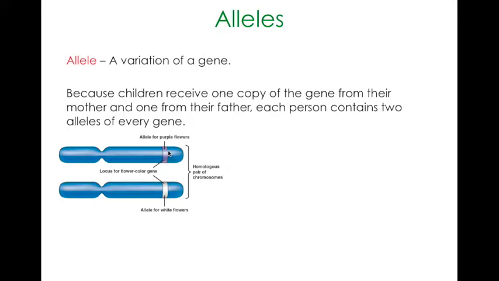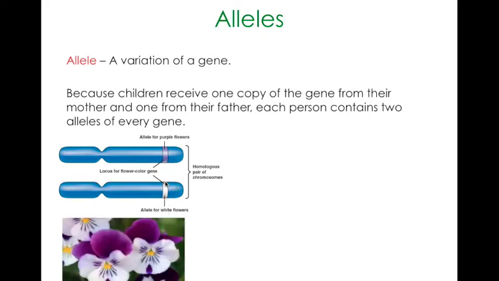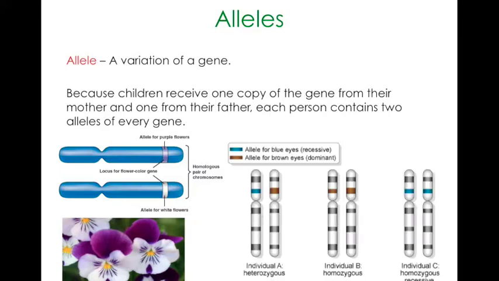Right. So if we look at flower color. This particular chromosome of the homologous pair might be for purple flowers. This one might be for white flowers. And so what that means is that the flowers now have to determine which one gets expressed into the trait. Does it do purple flowers? Does it do white flowers? Does it do a combination of both? And that particular interaction between the genes is what inheritance is really all about.